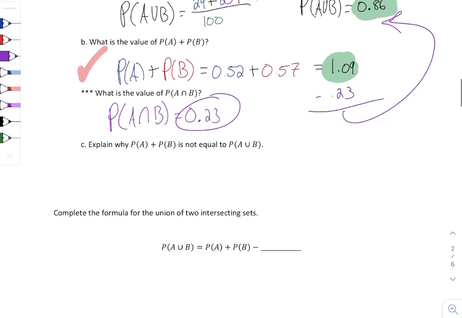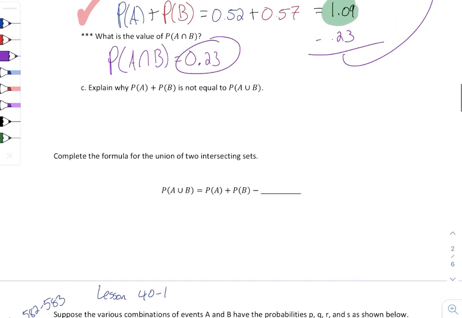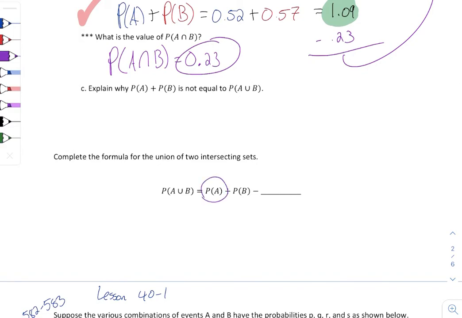All right, so that's kind of what's happening. So when we have this formula, we could use the probability of A and the probability of B to find the union, as long as we understood that if we're adding A and B together, we're kind of doubling up on the intersection. So I'm going to have to subtract it one time so that it's no longer doubled up.